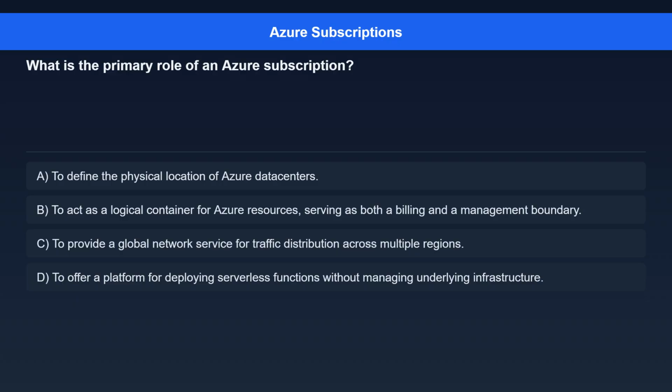Option C. To provide a global network service for traffic distribution across multiple regions. Option D. To offer a platform for deploying serverless functions without managing underlying infrastructure.